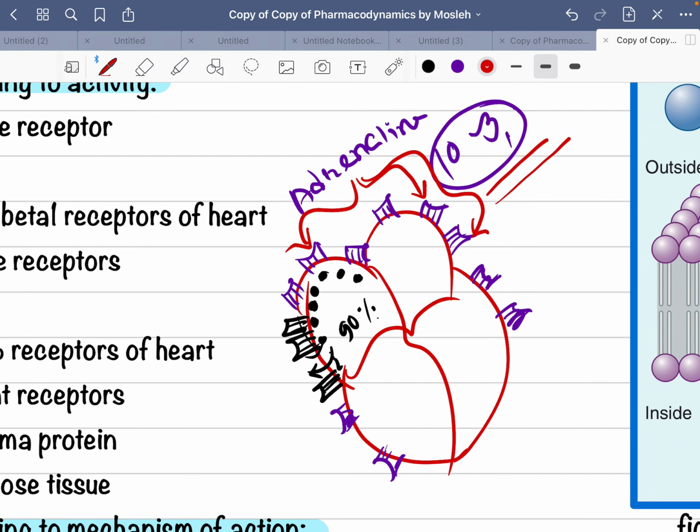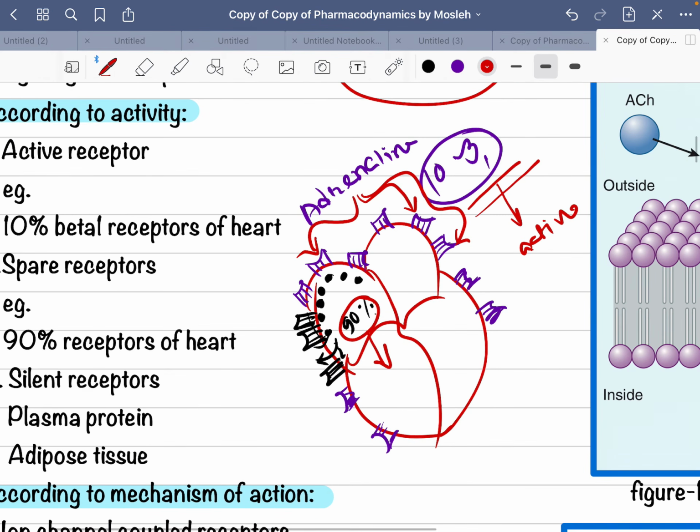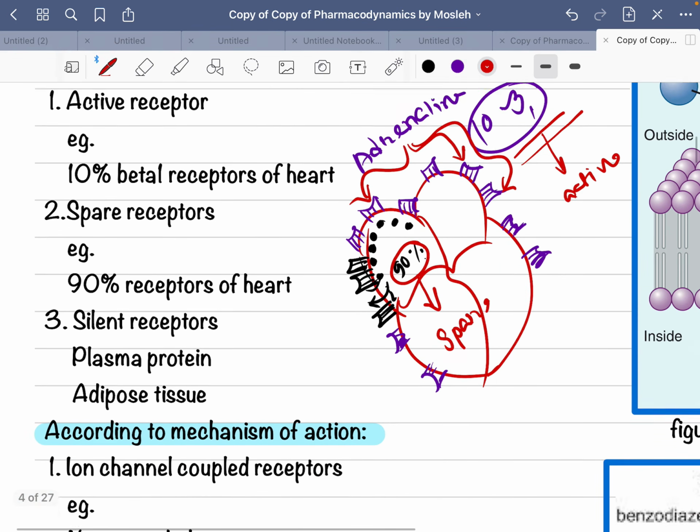That means the 10 receptors are active receptors and these 90 receptors are spare receptors. They are not accessible now, but they will be upregulated if the person takes an antagonist drug for a long time.